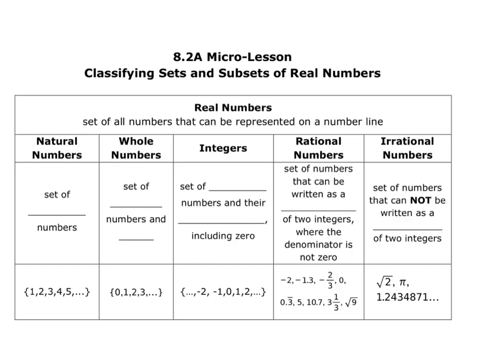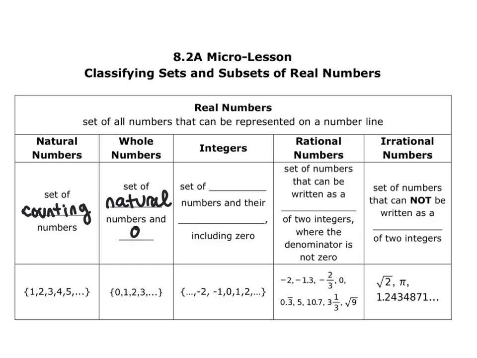Classifying sets and subsets of real numbers. Real numbers are the set of all numbers that can be represented on a number line. And within real numbers, we have different subsets. Natural numbers are the set of counting numbers. Whole numbers are the set of natural numbers and 0.